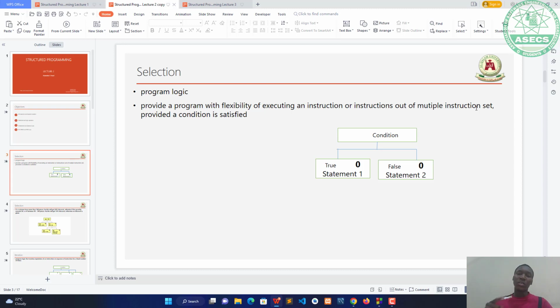Whichever one has its condition satisfied, that is, true, is the one that is taken. So here is the symbol. The condition is given; if it is true, that is yes, statement 1 happens, otherwise statement 2 happens. So the only difference in the notation is that an O is placed in the circle. That is the only difference from sequencing.